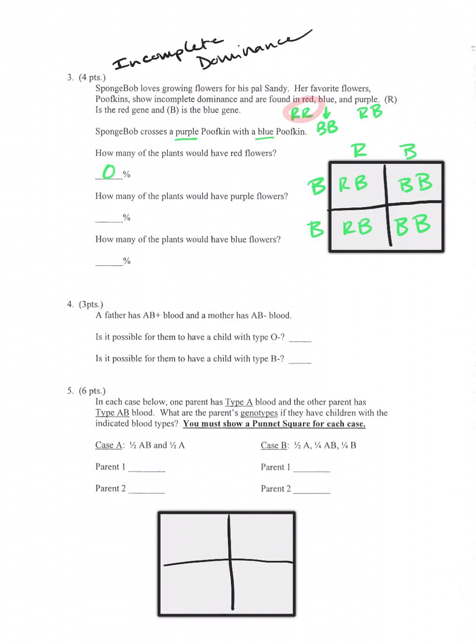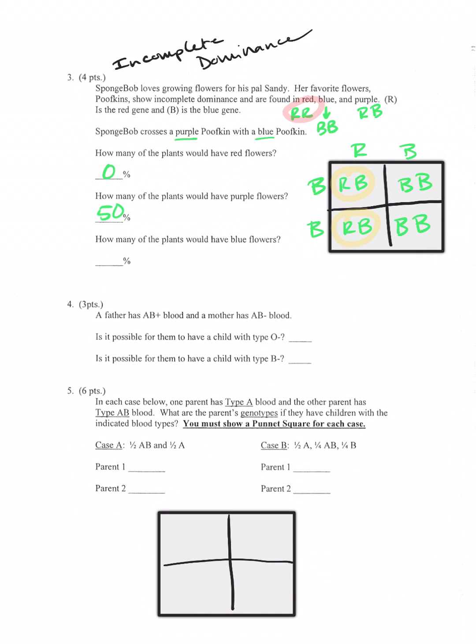Remember, purple flowers are controlled by the alleles R and B. So anytime you see R plus B together, you're going to have purple flowers. And since there's 2 out of 4, that is the same thing as 50%. The last question says, how many of the plants would have blue flowers?